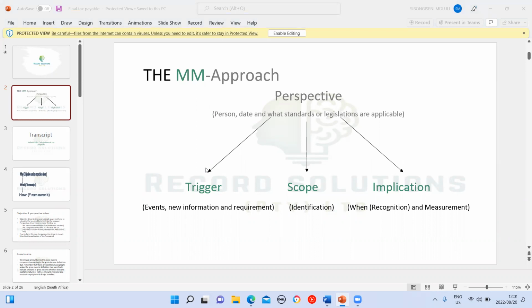Since you've got your perspective of an individual, you must know how to answer these things. To answer successfully across all modules here in accounting, you start with your trigger, you go to your scope, and you go to your implication. So you answer from left to right as always.